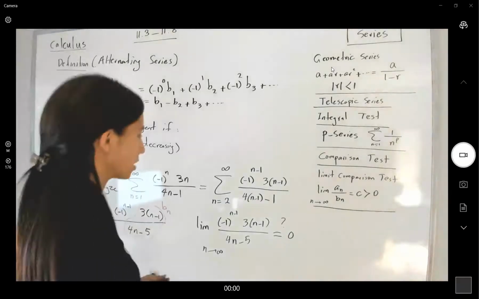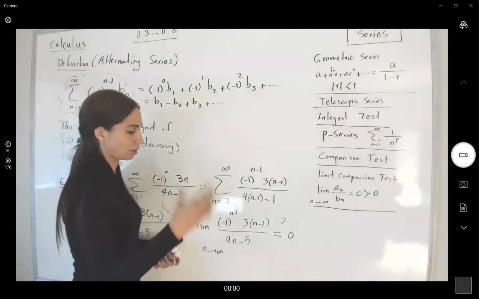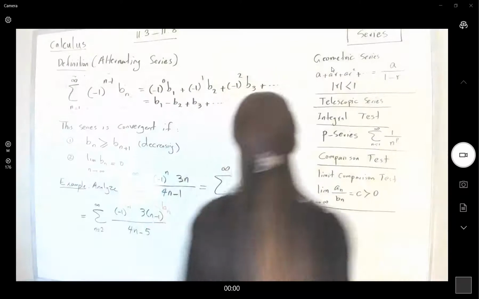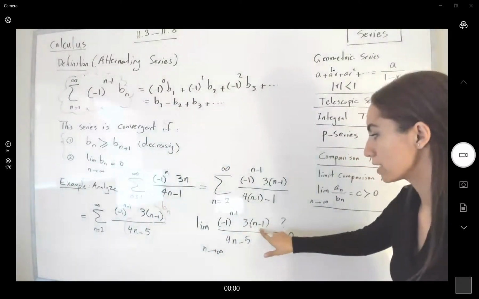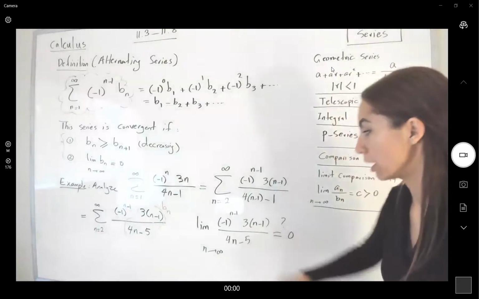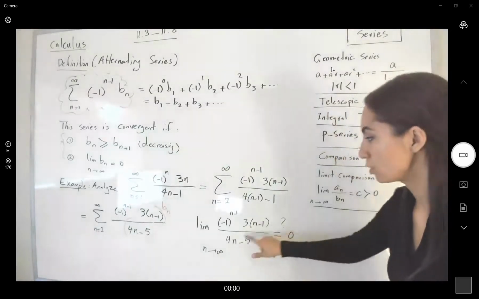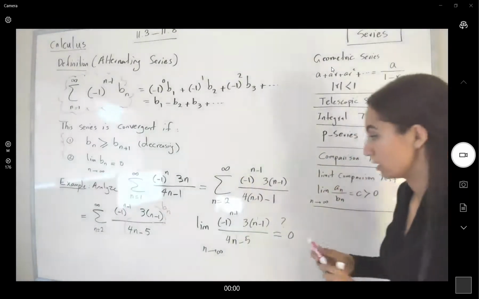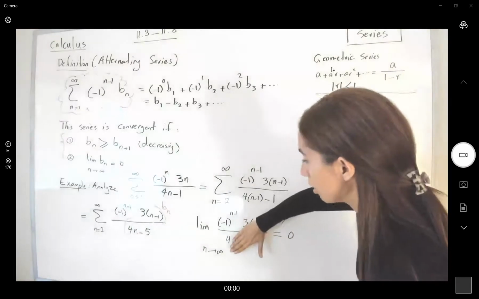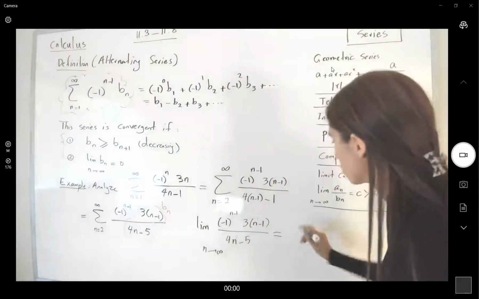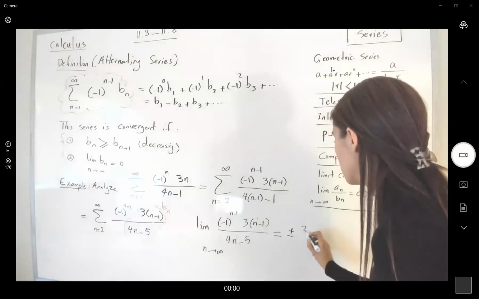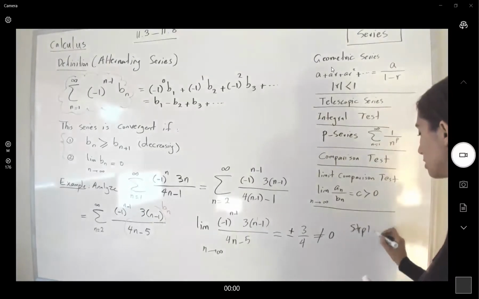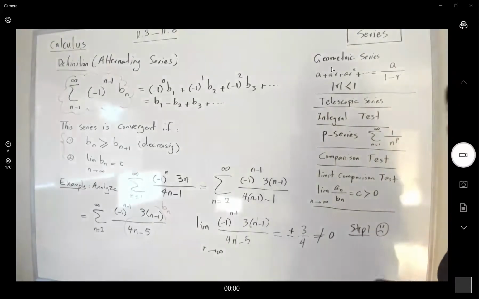So on the n terms, this guy is either negative 1 or positive 1. So you either have plus or minus. But what is the limit of 3n minus 1 divided by 4n minus 5? These two have the same exact exponent, 1 and 1. It means that it is 3 divided by 4. So it's equal to either plus or minus 3 over 4, which is not equal to 0. So step 1 is not met. We cannot go to step 2.